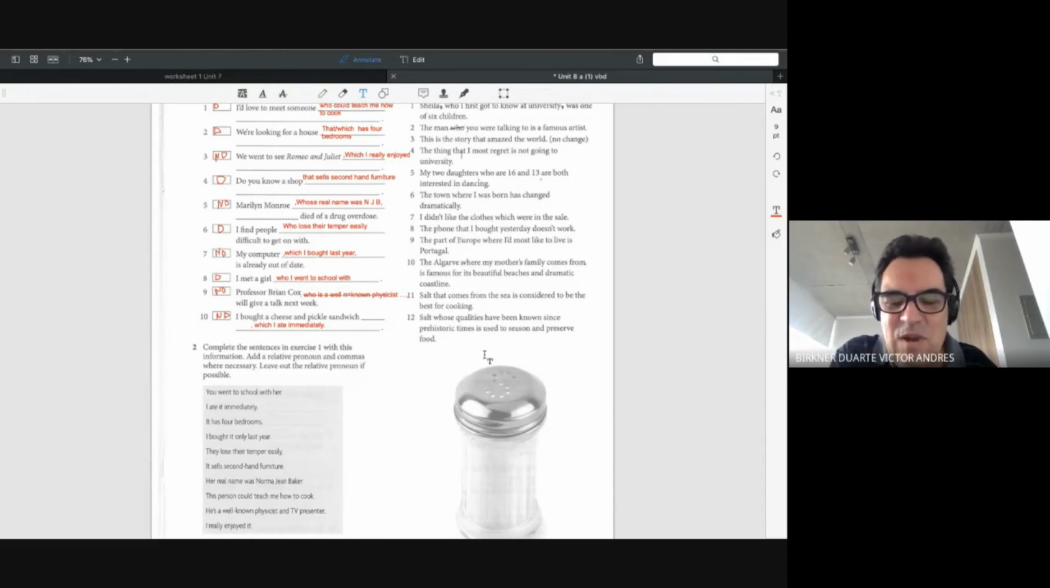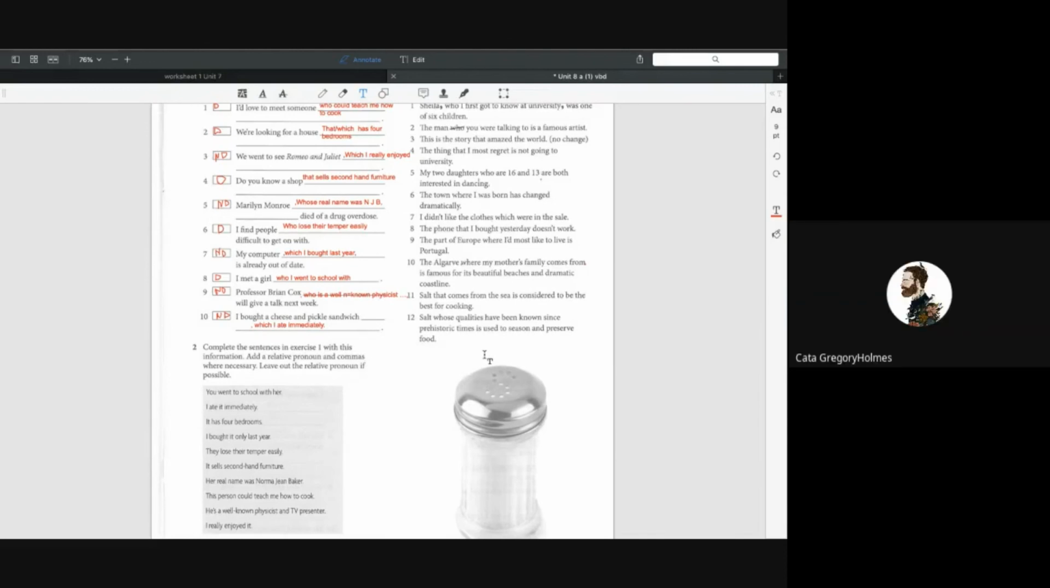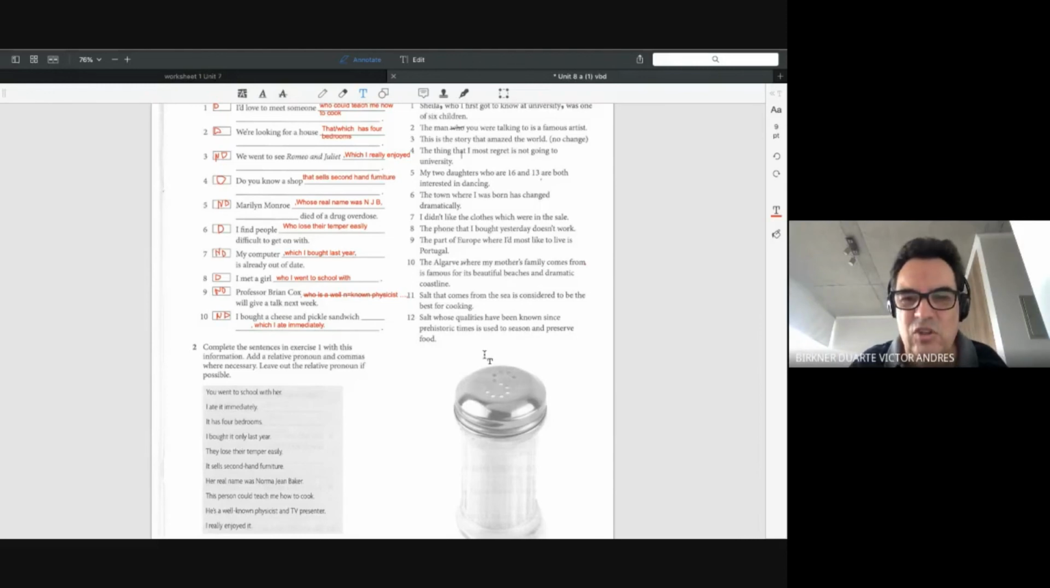And let's see what happens with the last one. Salt, whose qualities have been known since prehistoric time, is used to season to preserve food. I think we could add commas. Yes, right. Salt. Here, after salt. Yes. All right. Here, salt, whose qualities have been known since prehistoric time, and here as well, is used to season and preserve food. You know what's the meaning of season?